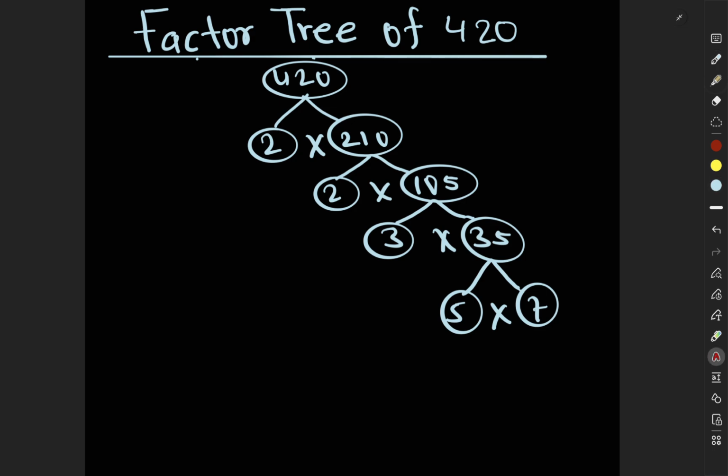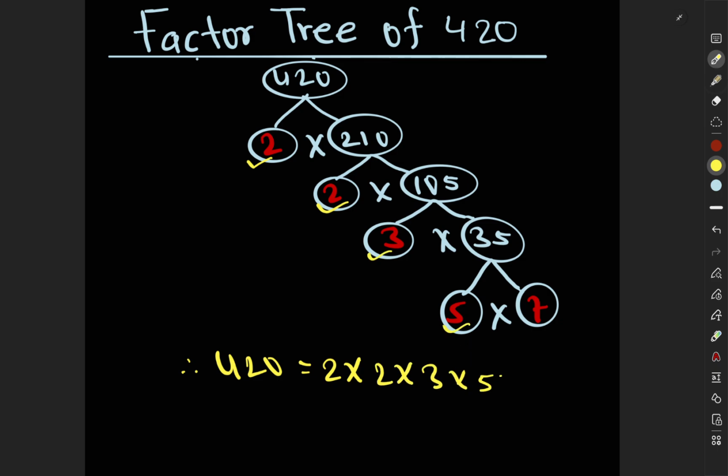So now we select the prime numbers in all these numbers. The prime numbers here are 2, 2, this 3, 5 and 7. So we can write 420 is equal to the product of all these prime numbers, that is 2 times this 2 times this 3 times 5 times this 7.